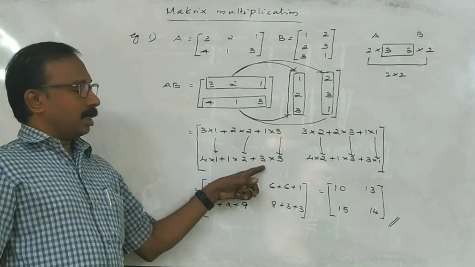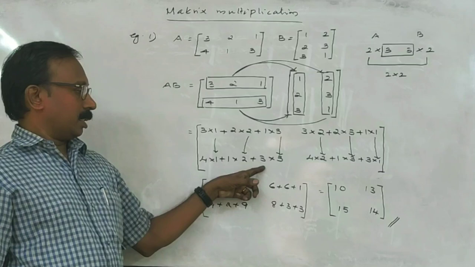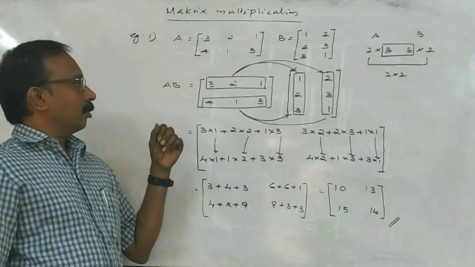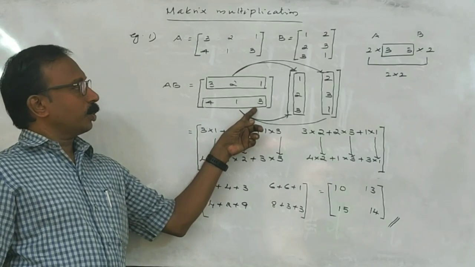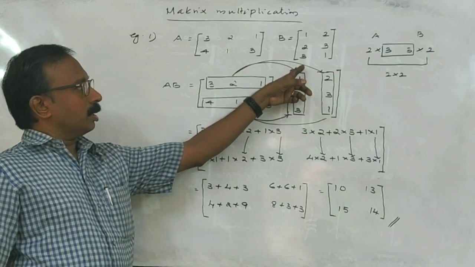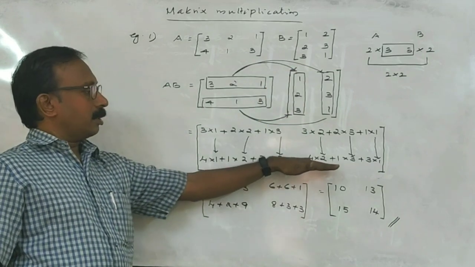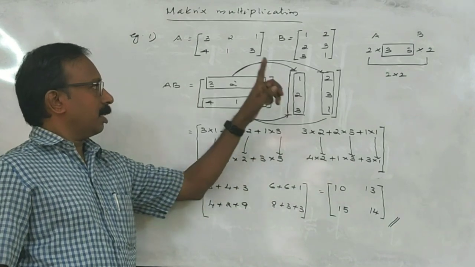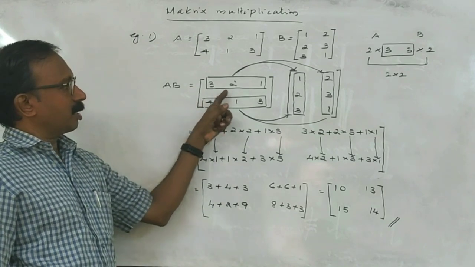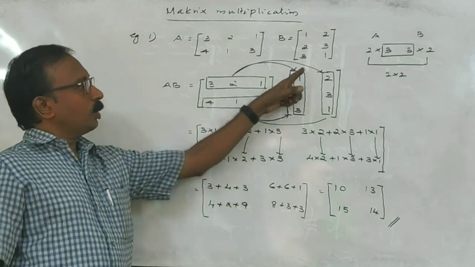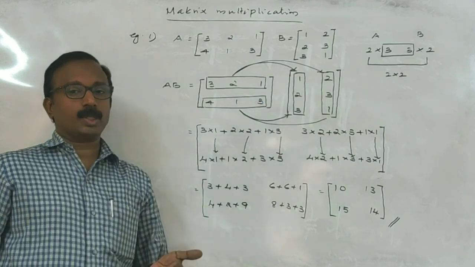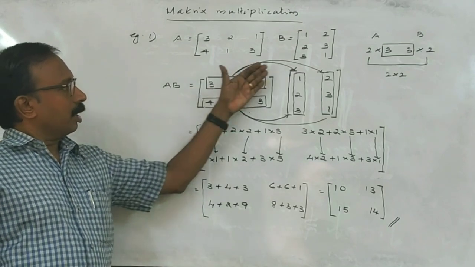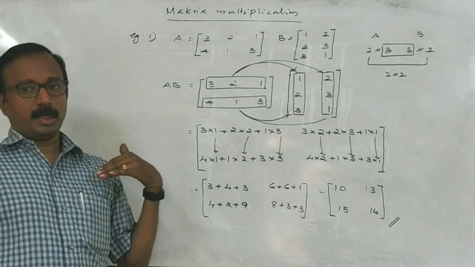Similarly, the first element in the second row of the product matrix is obtained by taking the sum of the product of the corresponding elements of the second row of the first matrix to the corresponding elements of the first column of the second matrix. And the second element in the second row of the product matrix is obtained by taking the sum of the product of the corresponding elements of the second row of the first matrix to the second column of the second matrix, and so on. The process is continuous if we have any other columns or any other rows, isn't it?